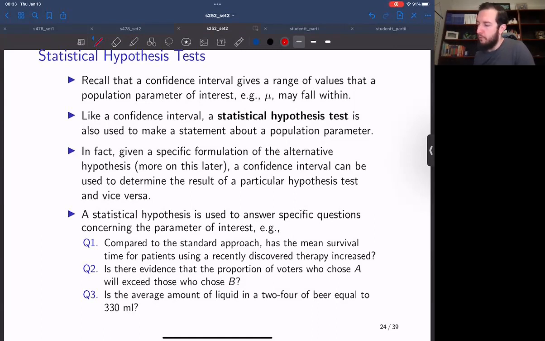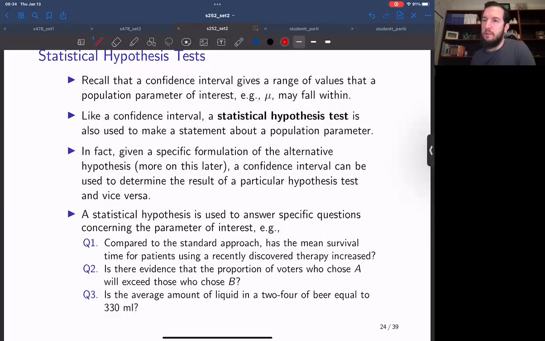So for example, question three here is related to the single sample case. Suppose it's claimed that the average amount of beer in a bottle in a case of 24 is 330 milliliters. We might collect 20 cases of beer and measure how much is in each bottle, and then ask if it's true that the average amount of beer per case is equal to 330. And that would be a situation where a statistical hypothesis test can be utilized. So again, the purpose of the hypothesis test is to ask a direct question about the population mean.